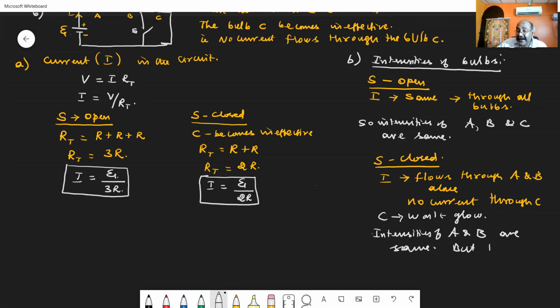But the intensity is more than the previous case, that is, more than when the switch S is open.